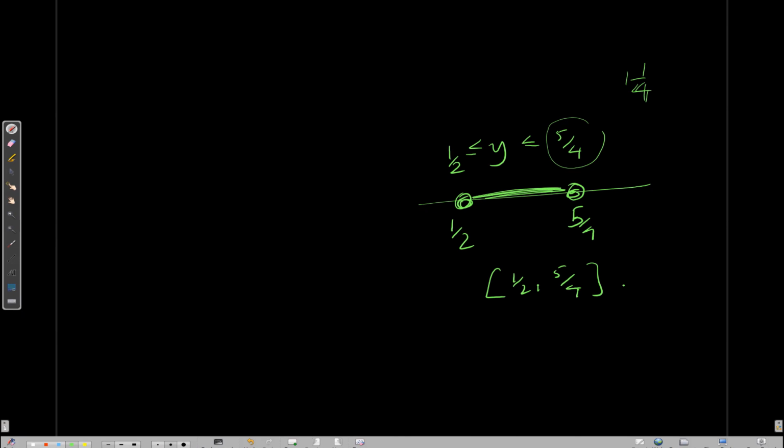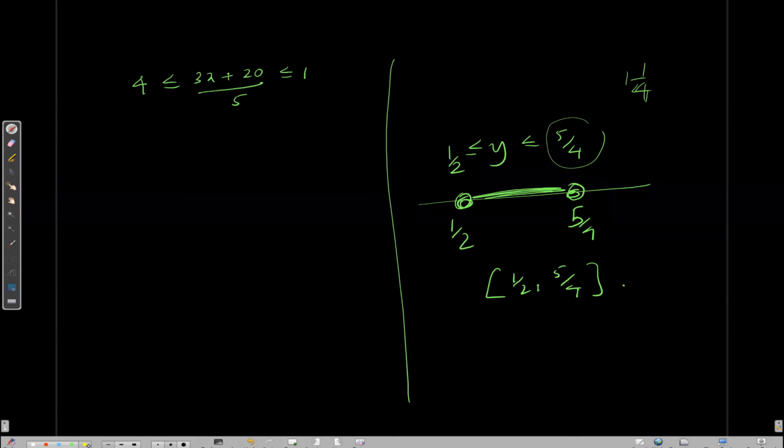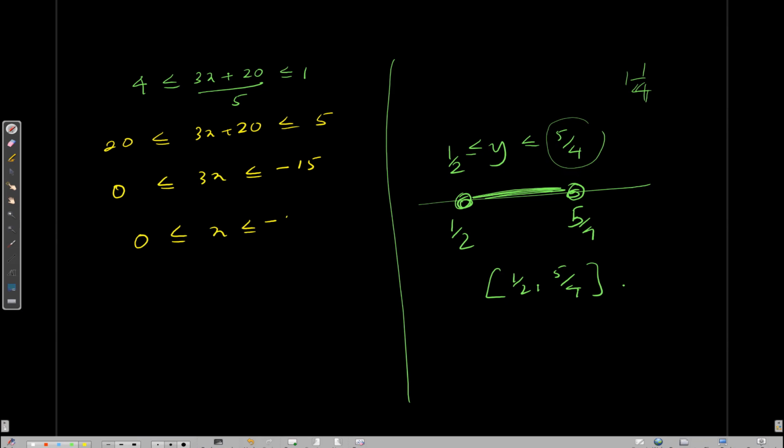Let's do another quick example. 3x plus 20. How about this? Now in this one, you have to multiply everything by 5. So I get 20, I get 3x plus 20 over here. See, I am skipping some steps now. I would like to subtract 20. So I get 0 here, I get 3x here, I get negative 15 here. That is only if you are confident enough to do those things in your mind. But I really suggest you work it out, and dividing by 3, the inequality does not change. I get negative 5.